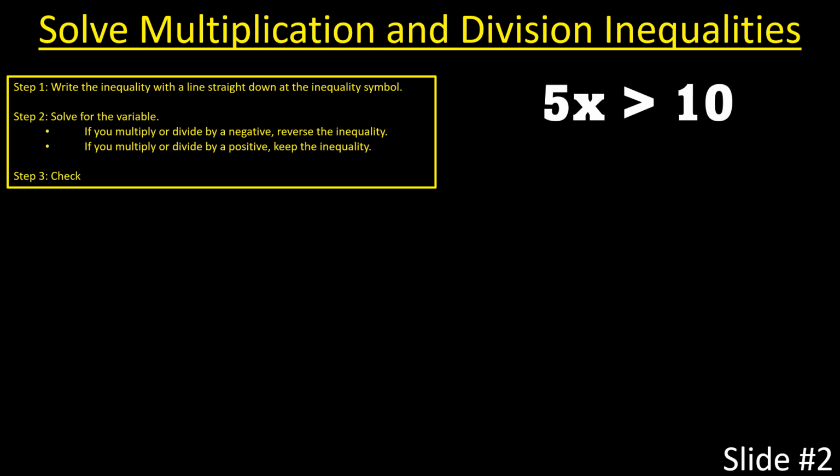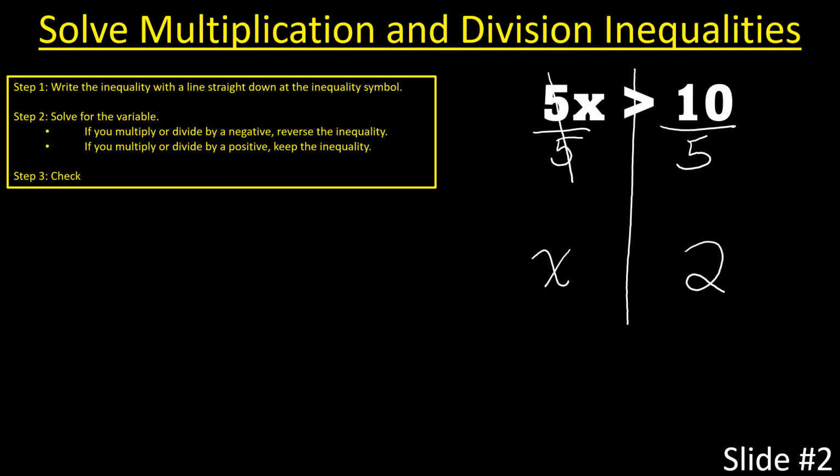Our first example is 5x is greater than 10. Draw a line straight down at the inequality symbol. Divide both sides by the coefficient 5. Cancel out your 5's, x, and 2. Since we divided by a positive, we keep it as greater than. X must be greater than 2.